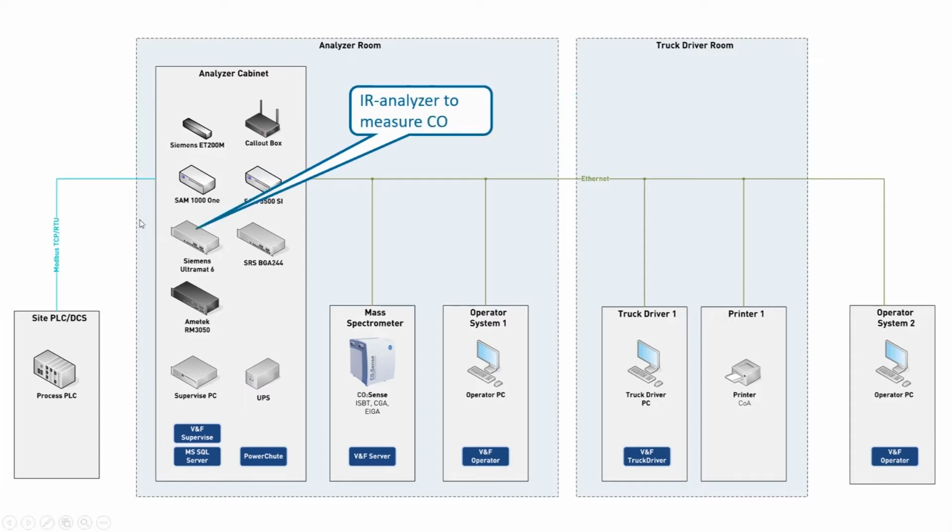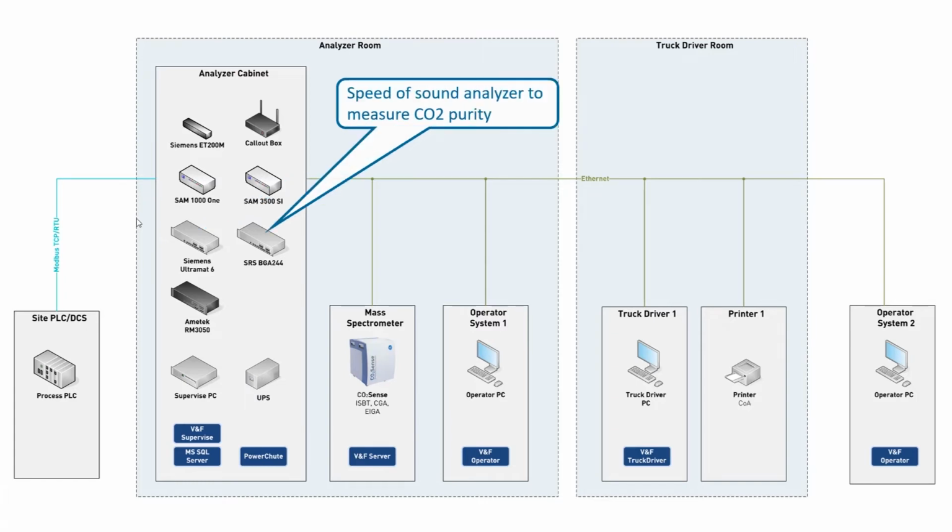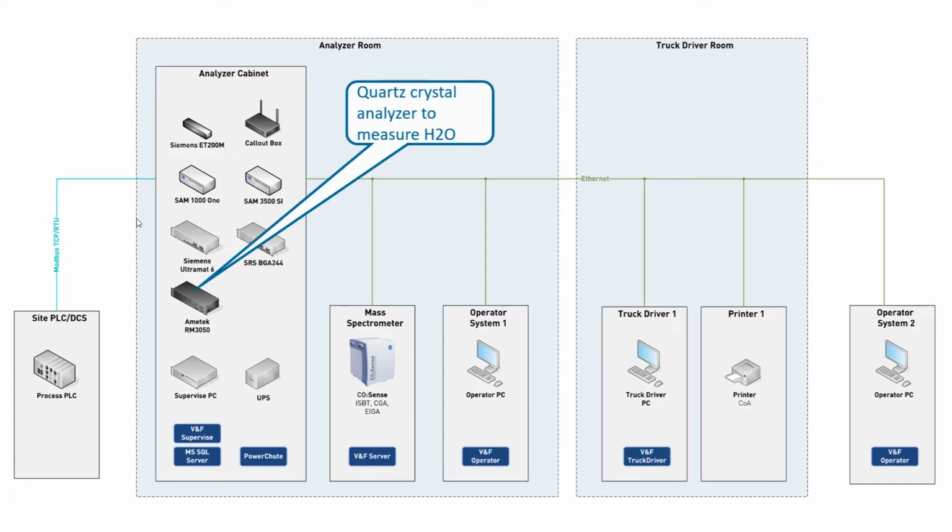The Siemens Ultramat is an infrared analyzer to measure the impurities of carbon monoxide in the product gas. The SRS BGA244 is a speed of sound analyzer to measure the purity of the product carbon dioxide. The Emerson is a quartz crystal analyzer to measure the moisture content in the product gas.